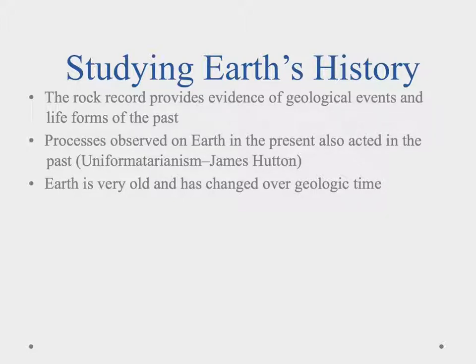The second is a process that was presented to us by James Hutton, uniformitarianism. And what it basically says is that the processes observed on Earth today also acted in the past. So there are not some new processes that are happening now, or some that no longer happen that happened in the past. The same things that shape the Earth now are the same ones that shaped the Earth then.